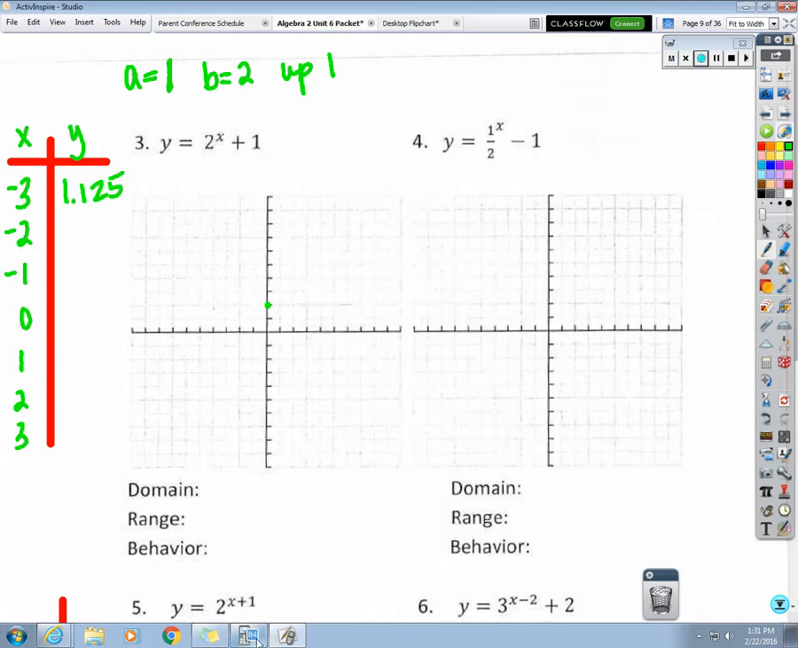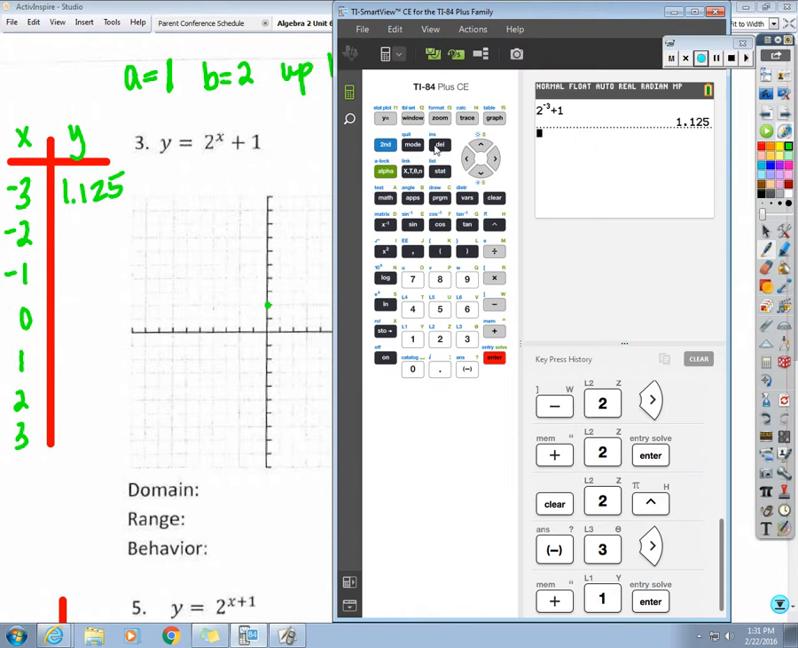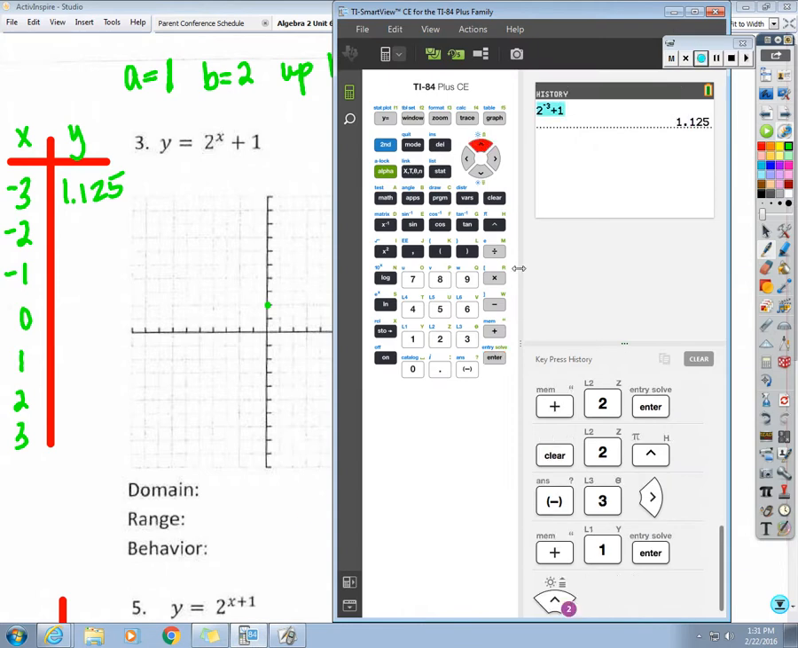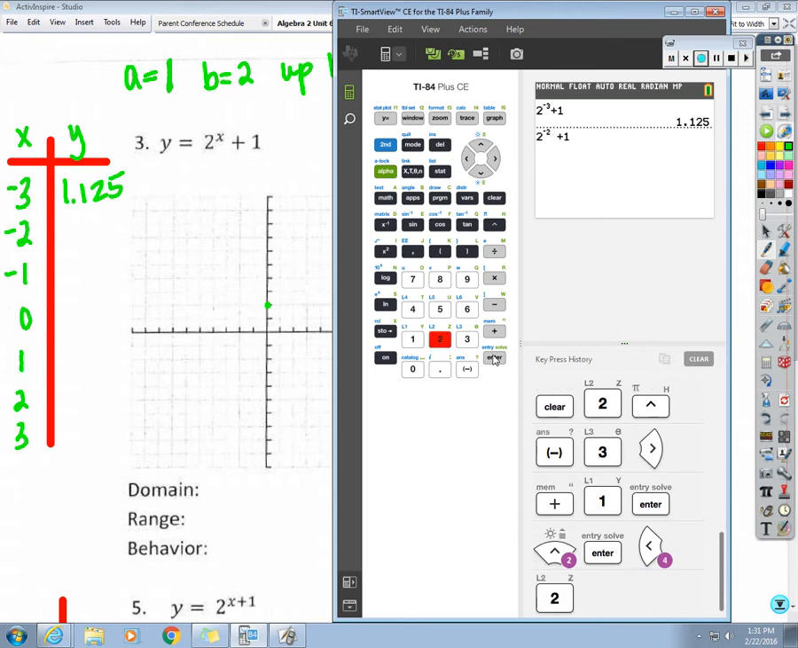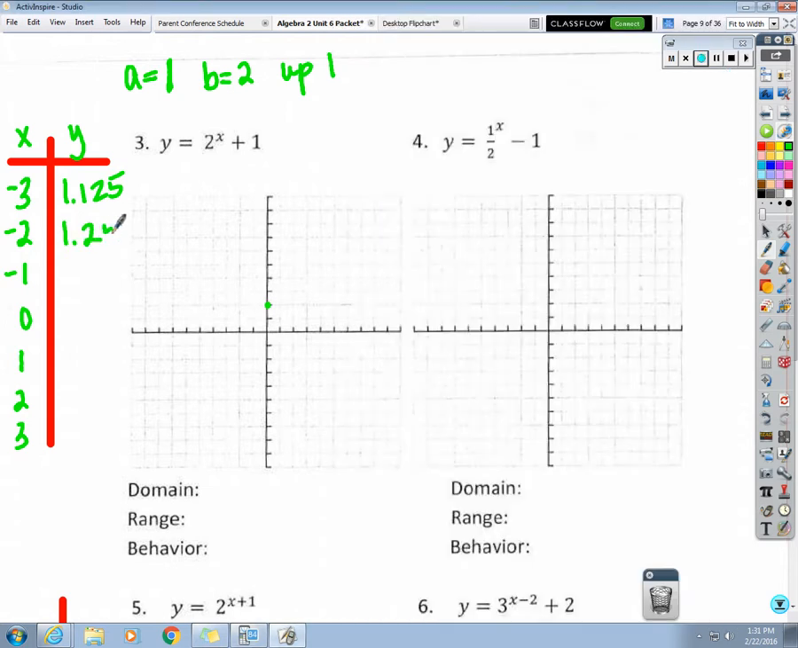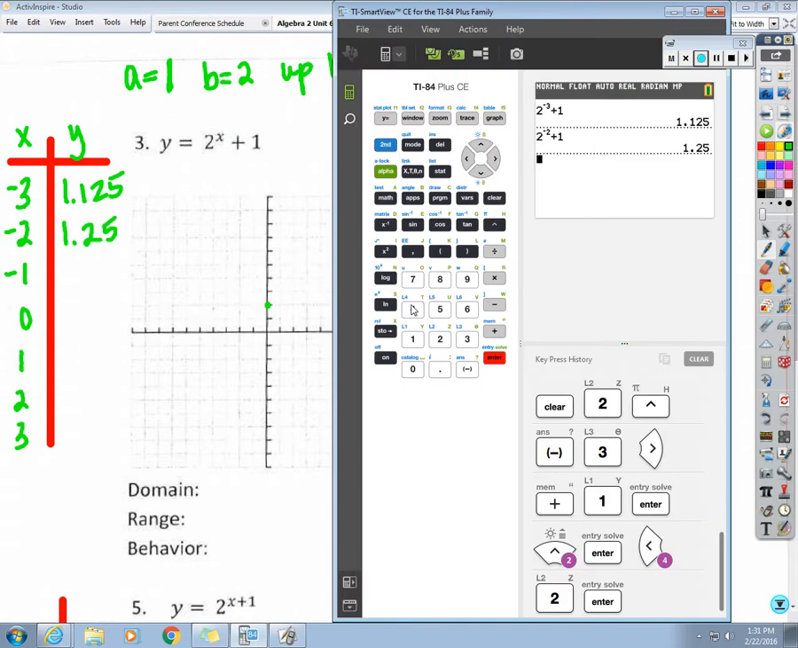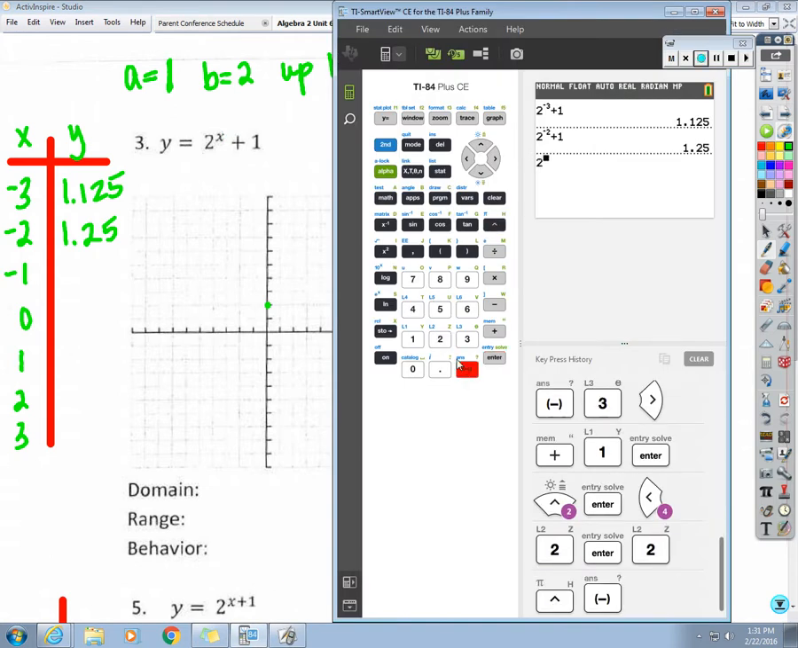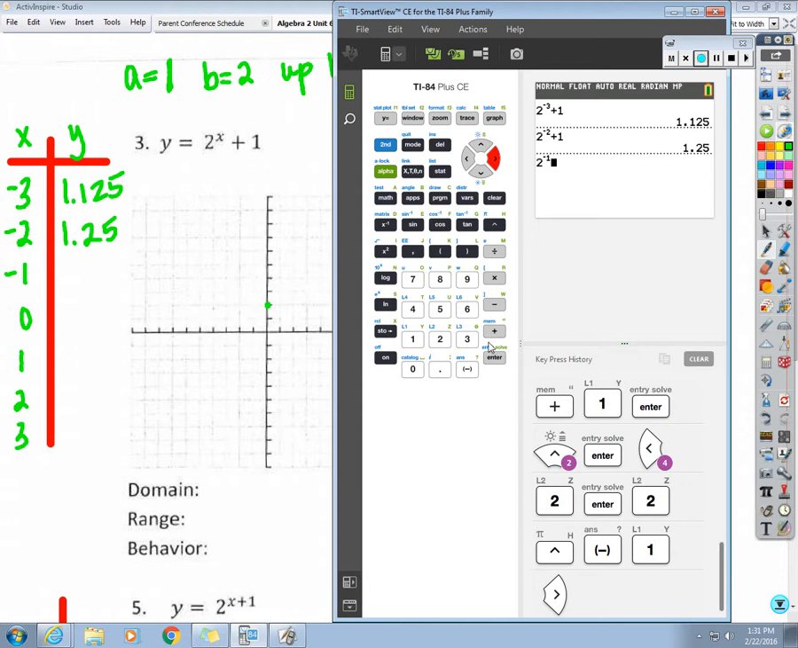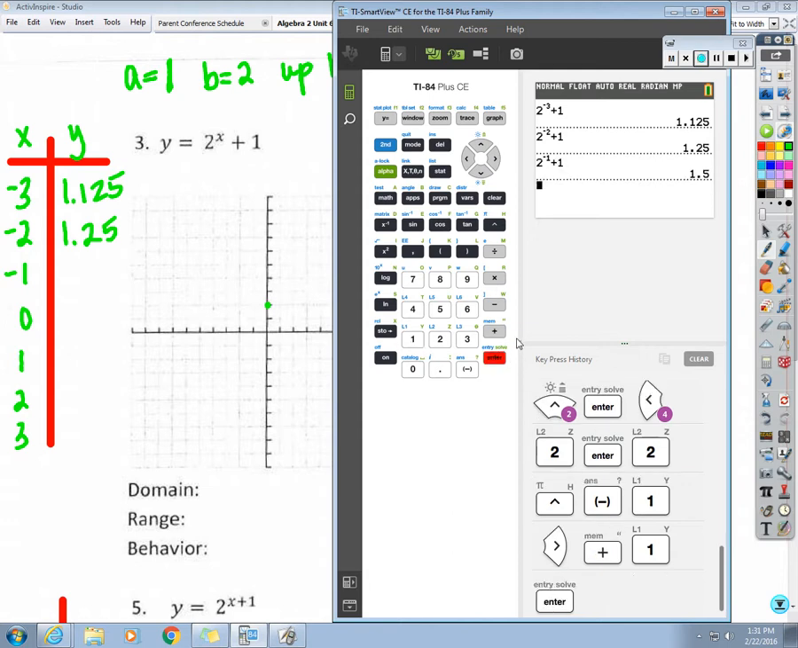Okay, then I'm going to plug in my next x value. If you want to, you can just highlight it and copy it. And then all you've got to do is replace that 3 with a 2. And you get 1.25. Okay, then you plug a -1 into the x place. 2 raised to the negative 1 plus 1 equals 1.5.